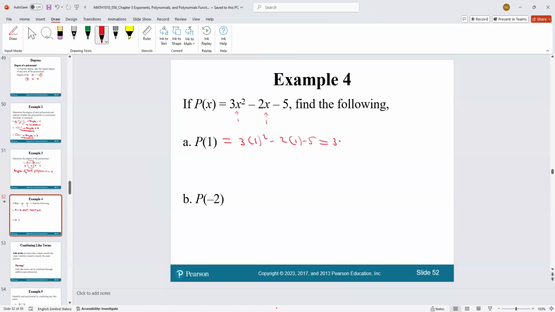1 power 3 is 1, power 2 is 1, minus 2 times 1 is 2, minus 5. We have 3 minus 2 minus 5, equal to what again? Yes, -4. I'm hoping you're good with those types of operations, where the largest number has a negative sign. So if we do p of negative 2, that means we still use the same function. We substitute for -2 power 2 minus 2 times 2 minus 5.